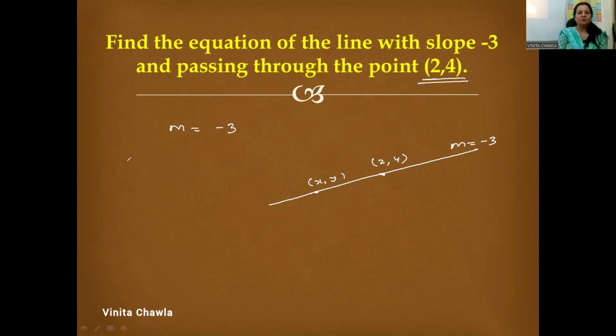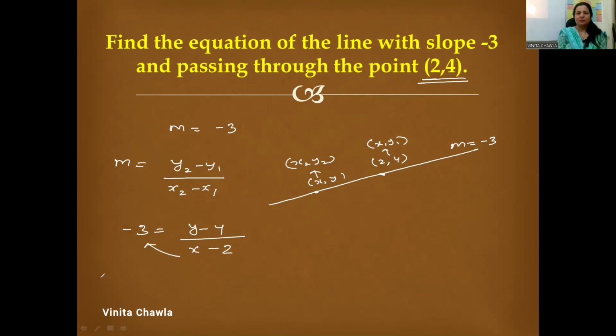Now we know the slope of the line can be obtained by subtracting the y coordinates divided by the x coordinates. This is how we find the slope. Let's consider this as your x2, y2 and this as your x1, y1. Now put the values here. So -3 because m is -3, it is given to us. Y2 is y, y1 is 4, x2 is x, x1 is 2. Now we'll simplify this. We'll get y minus 4 is equal to -3, x minus 2.